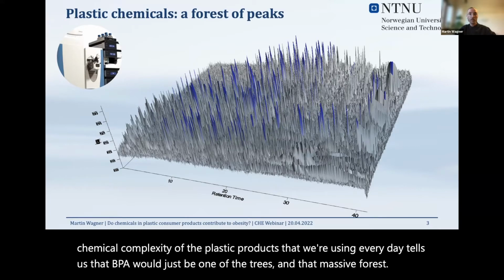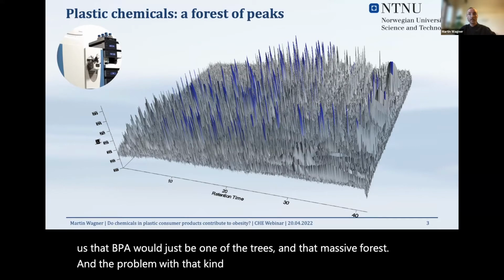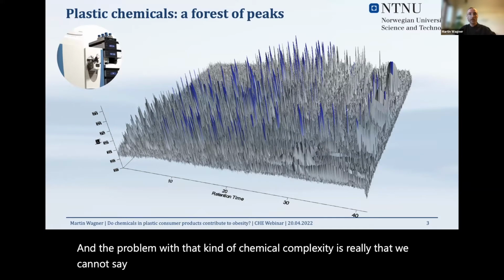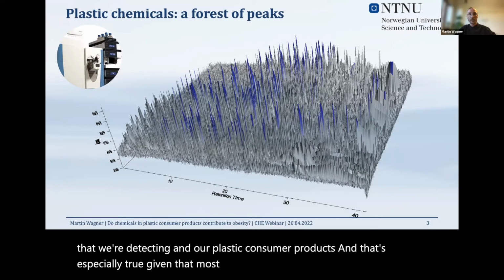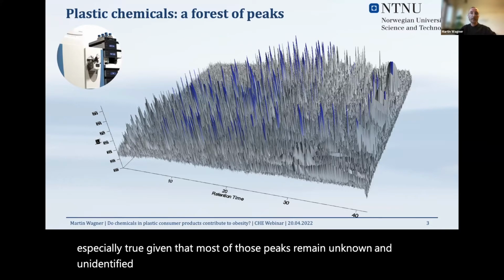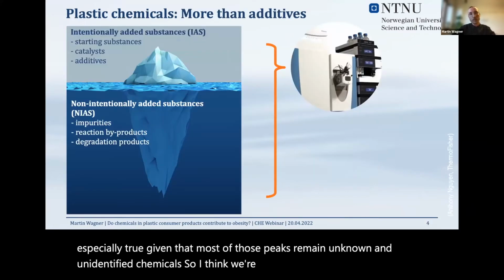And the problem with that kind of chemical complexity is really that we cannot assess the safety of those thousands of peaks and compounds that we're detecting in our plastic consumer products. And that's especially true given that most of those peaks remain unknown and unidentified chemicals. So I think we're really looking at an iceberg problem here.